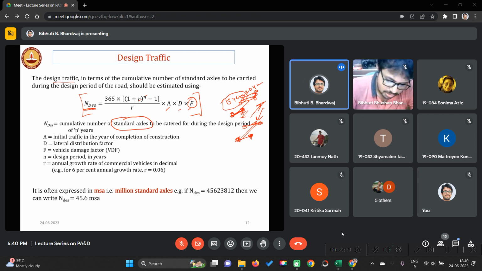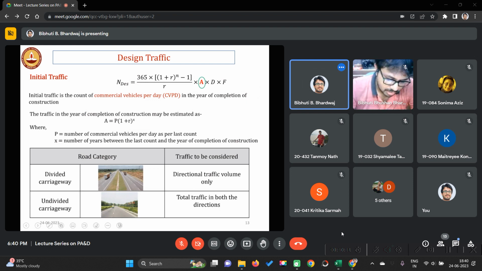Anyway, so this is A, initial traffic, D, lateral distribution factor, F, vehicle damage factor, n, design period, R, annual growth rate. You already know those things, but still I will go through them. So let's start with the first parameter, that is A. What is that? It is initial traffic. Okay, so initial traffic, the unit is commercial vehicles per day. That means here you are only concerned about the number of commercial vehicles per day.